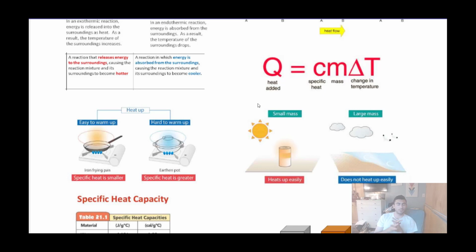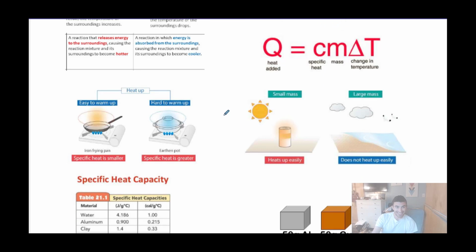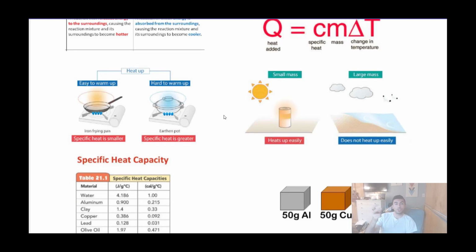We commonly looked at specific heat measured in calories or measured in joules, and we can convert between those two. Remember, 1 calorie is equal to 4.18 joules. The larger the specific heat is, the more energy it takes to change the temperature. The lower the specific heat is, the less energy it takes to change the temperature.